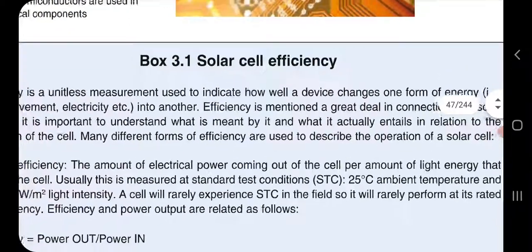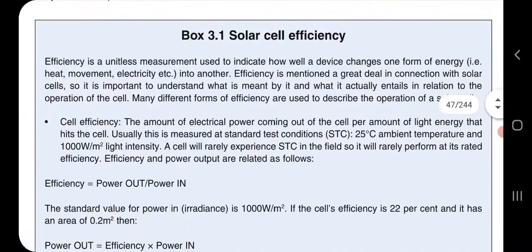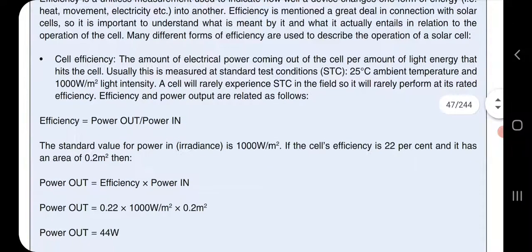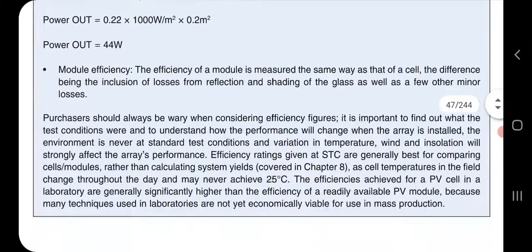And now here it is very important to know what the solar cell efficiency is. Efficiency is very important. When the amount of rays falls on the particular plate or solar PV cell, it should be able to convert it into as much electricity as possible. That is called efficiency. The efficiency is given by power output divided by power input. So by this we can find the efficiency.